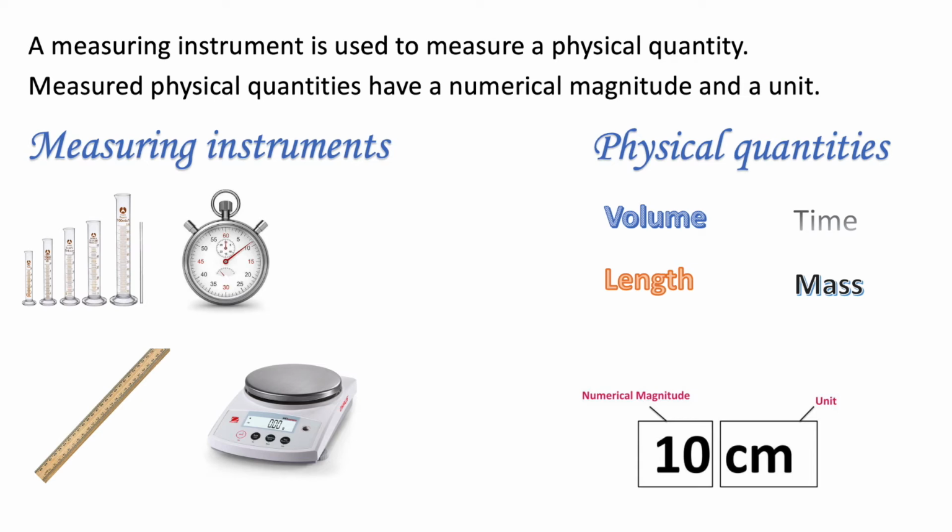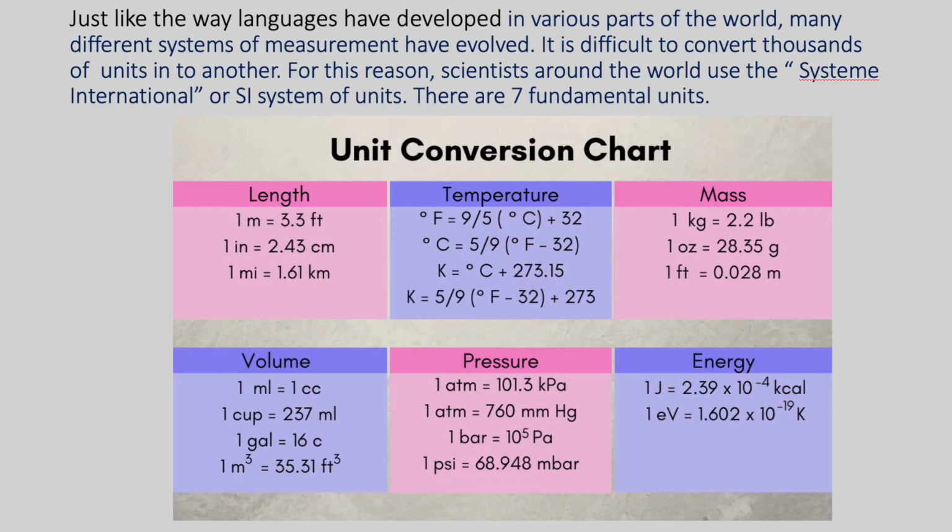The measured physical quantity consists of two parts, a numerical magnitude and a unit. Here 10 is the magnitude and centimeter is the unit. Here you can see different physical quantities and different units used to measure these physical quantities. Just like the way languages have developed in various parts of the world, many different systems of measurement have evolved. It is difficult to convert thousands of units into another.